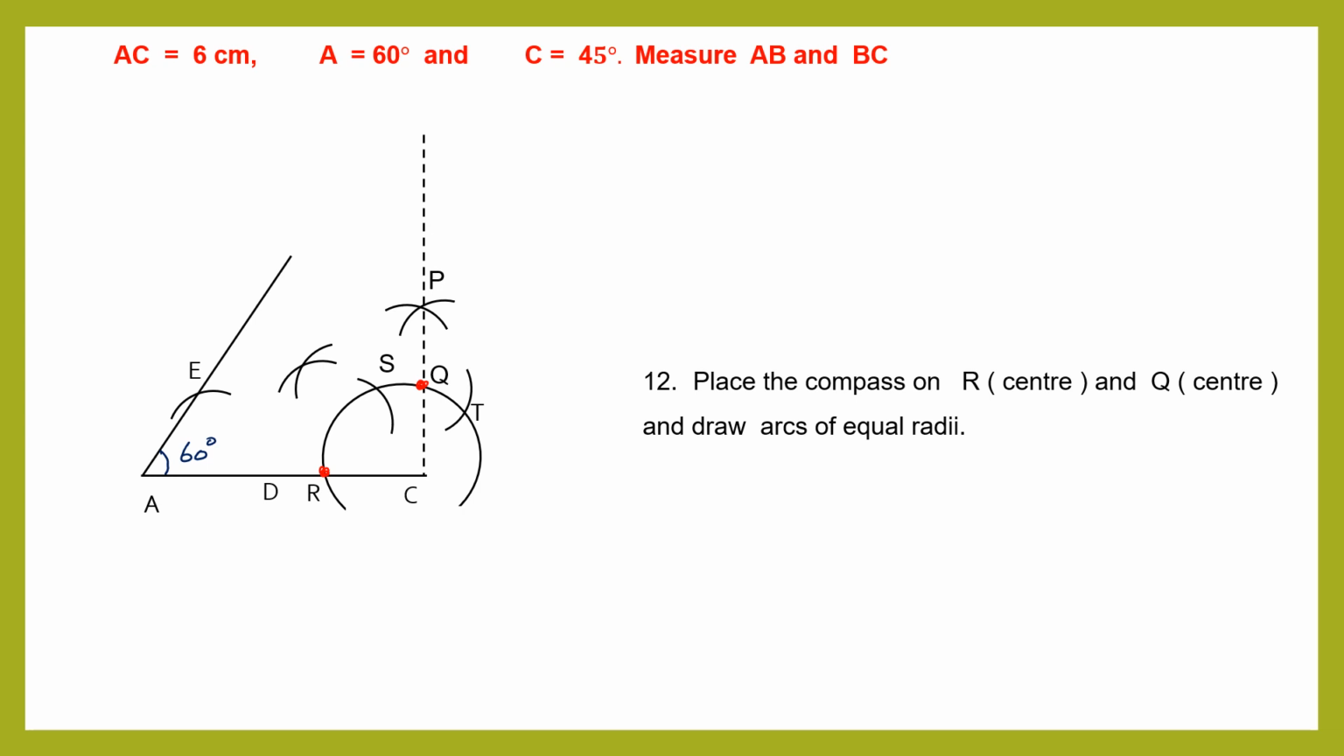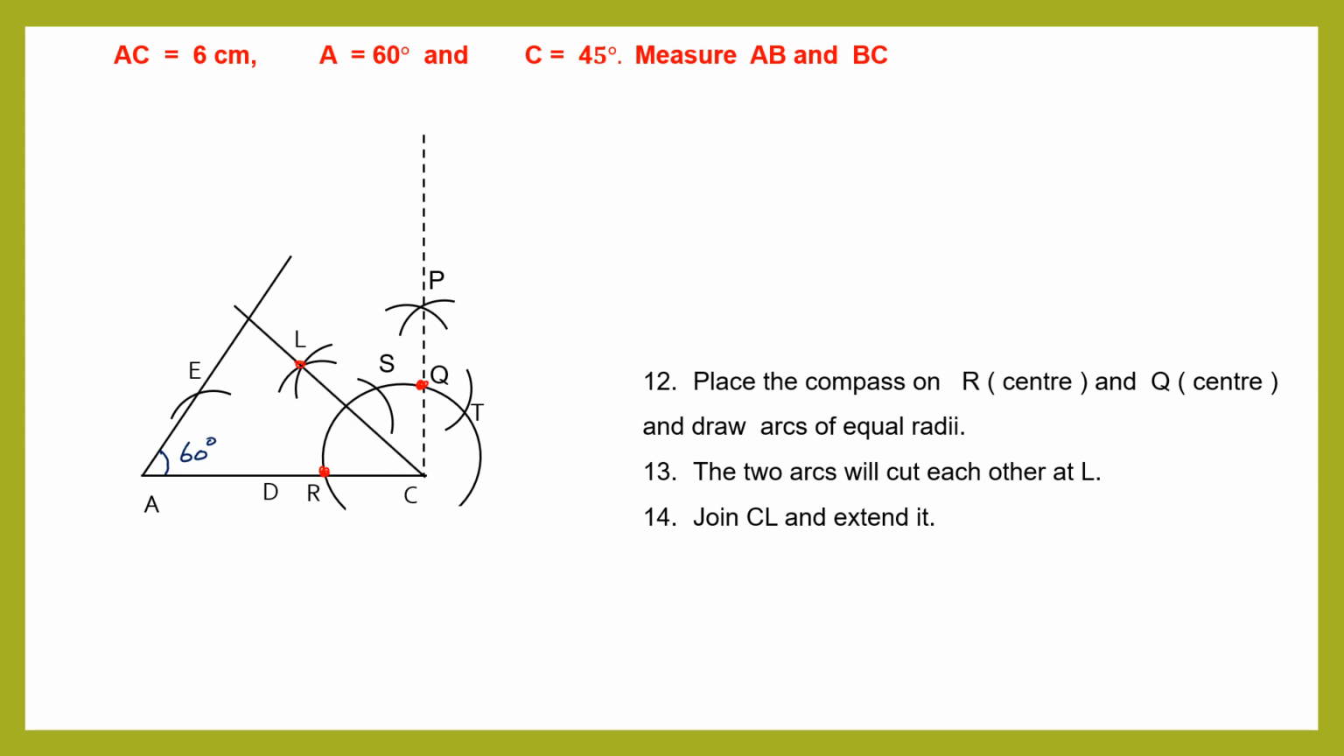Now both these arcs have met at a point. So they have met at a point here and the two arcs will cut each other at L. So let's name that point L. The point where the two arcs have met is point L. Join CL. So where do we have C? We have C here and L here. So join CL. We have joined CL, we have extended that line.